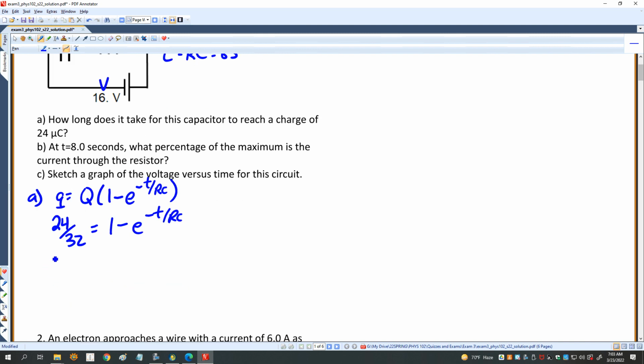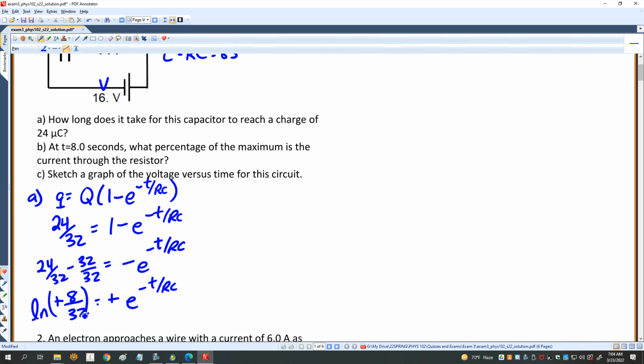That's going to be 24 over 32 minus 32 over 32. That's the minus 1 is equal to t over RC. And this is going to be minus 8 over 32 is equal to minus e to the minus t over RC. That becomes a positive. So then I take the natural log of both sides. That natural log gets rid of that e.